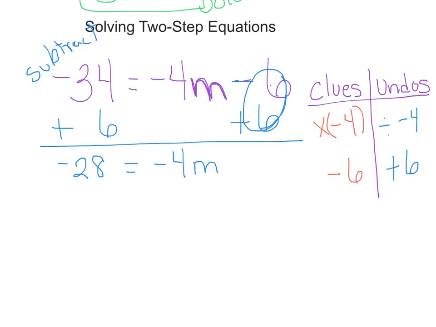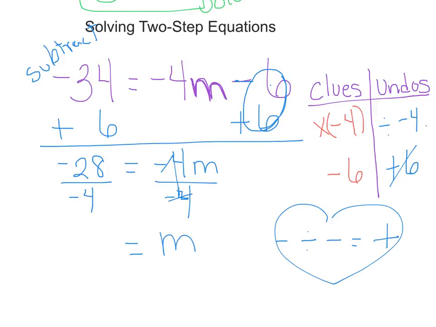My second act of rebellion, I'm done with the adding 6, so now I need to divide, boom, by negative 4. Sorry about that funky 4. All right, negative 4 divided by negative 4 is 1, leaving me with a lonely m. Going to the other side, I need to divide by negative 4. A negative divided by a negative gives us a positive. So don't forget that. I'm going to end up with a positive 7. Boom, boom, boom. We are done. Positive 7.